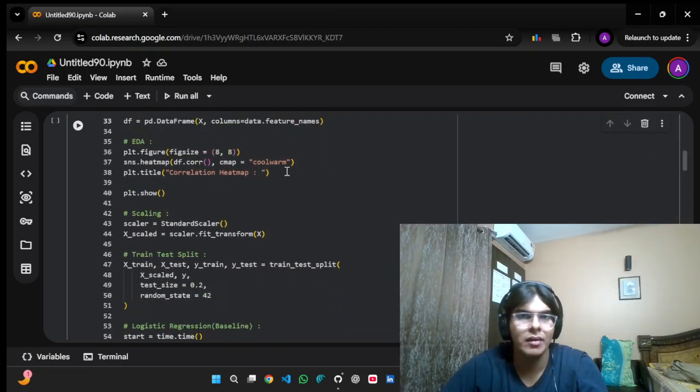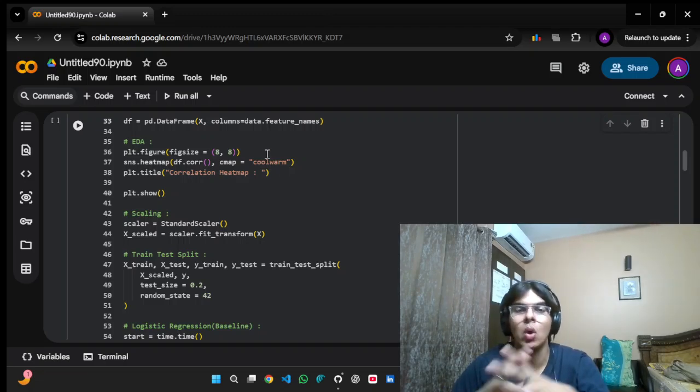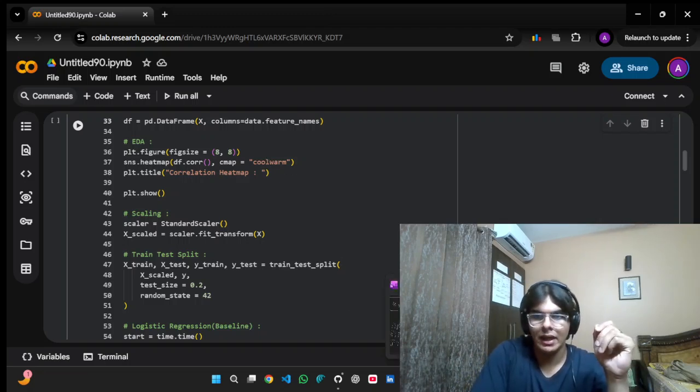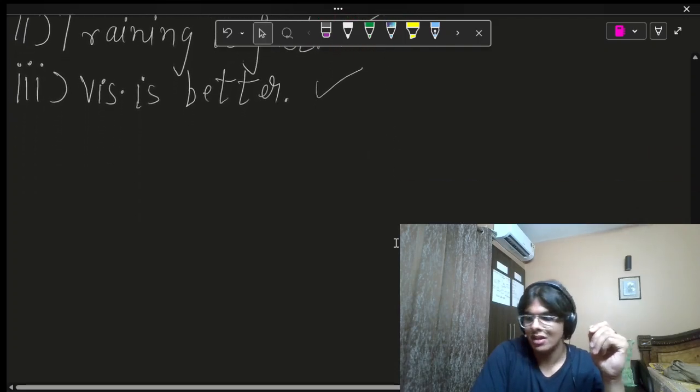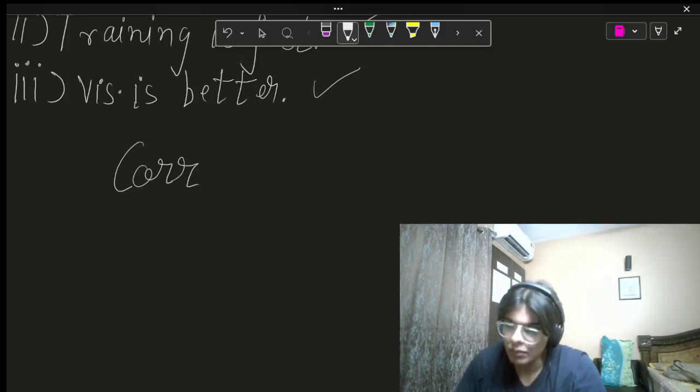So I have basically tried to go for a heat map, or a heat plot. The heat plot basically shows the correlation between different features. For those who don't know, let me quickly tell you what correlation is. Correlation is a mathematical term. It has an entire mathematical formula. This is college level probability and statistics, pretty basic. It has a value between -1 and 1.